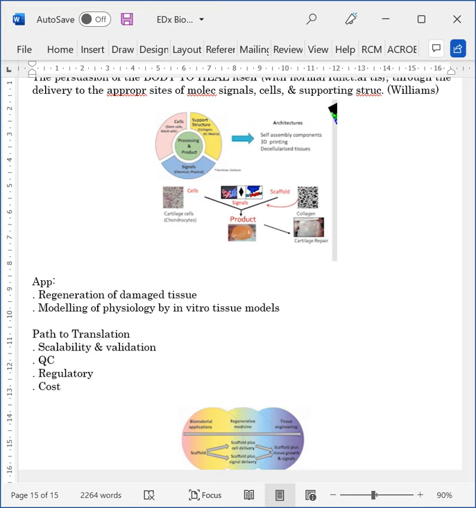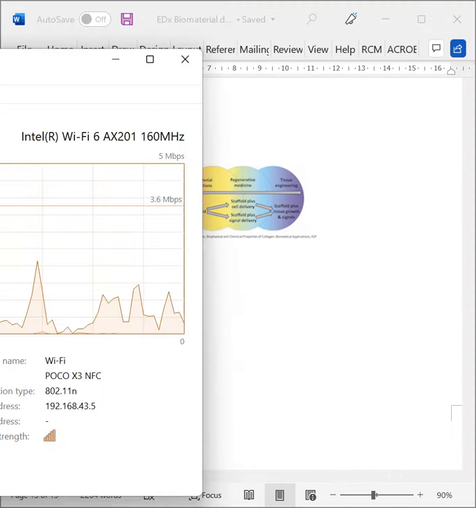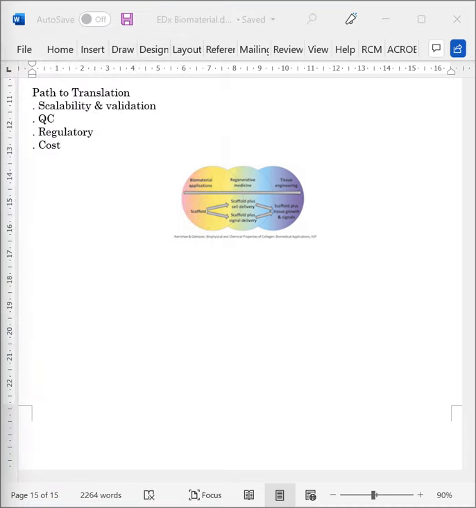So in summary, tissue engineering is a continuum approach with technologies driving from the biomaterial through to regenerative medicine and with the end goal of tissue engineering. And with that, I thank you, and hopefully I've given you an insight.